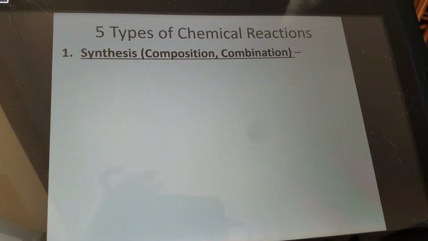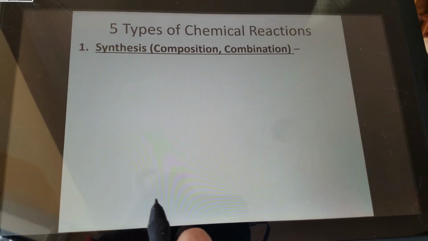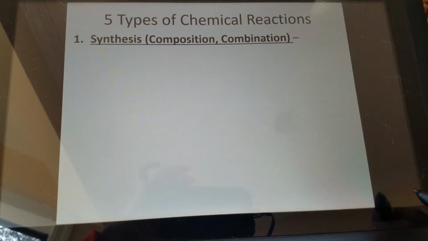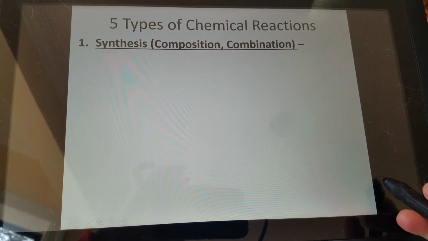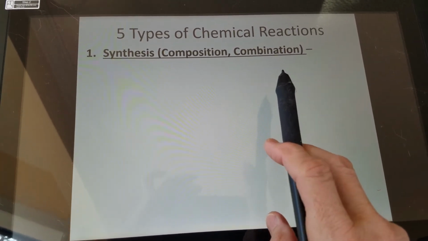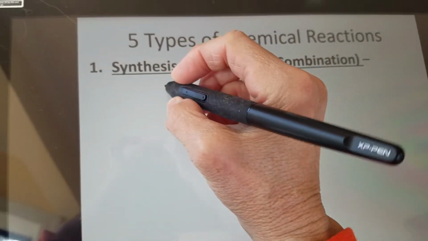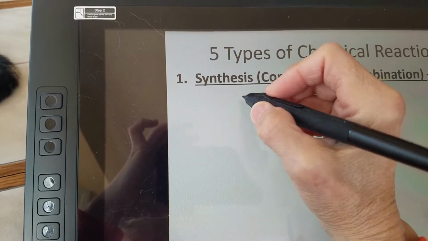So the last thing I want to go over in this particular session is the types of chemical reactions that we're going to be looking at. Now there's a lot of types. These are the main ones that we talk about in this particular course. The first one is called a synthesis reaction, but some books will call it a composition reaction, some will call it a combination reaction. But basically on this one, you're going to start off with some kind of small substances.